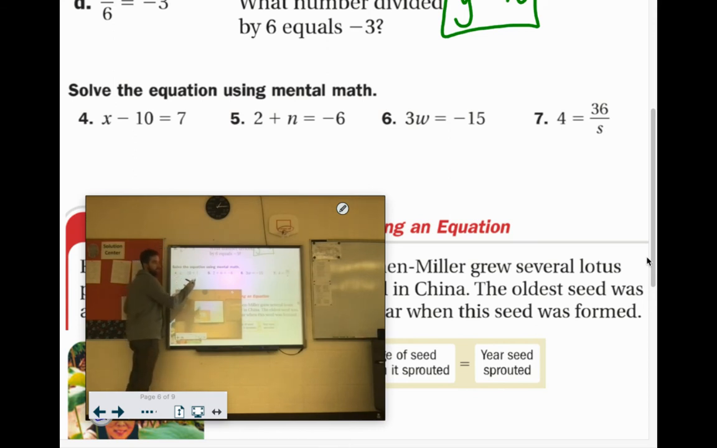Something minus 10 equals 17. Well, that's 17 plus 10. X equals 27. Hopefully that shows up.